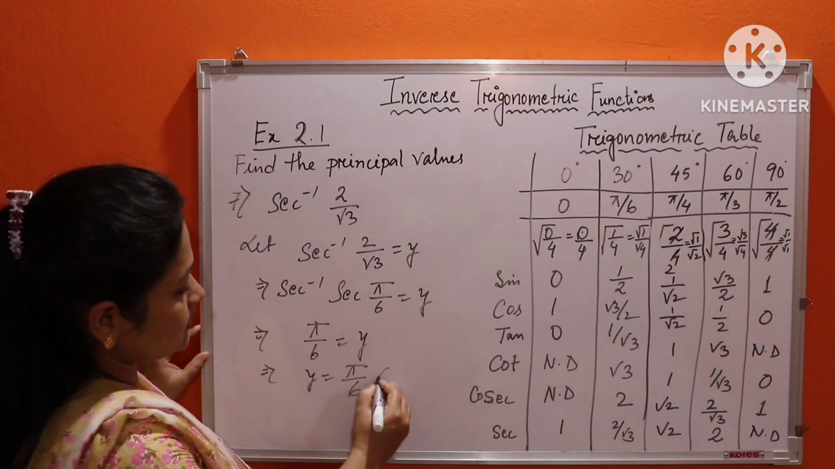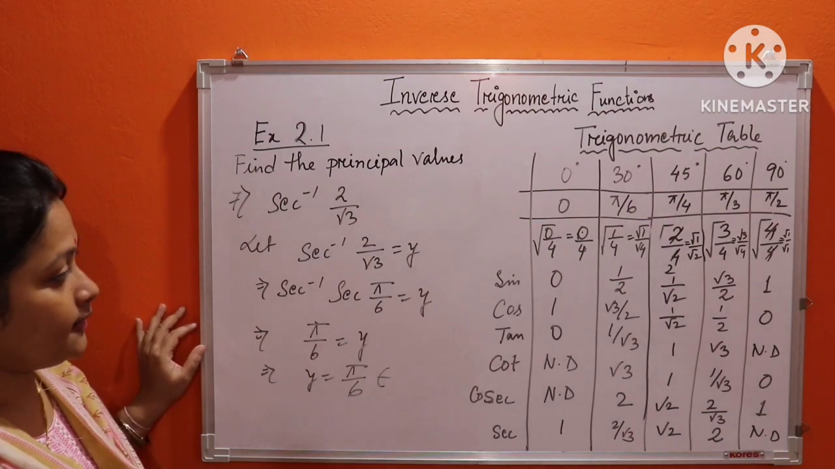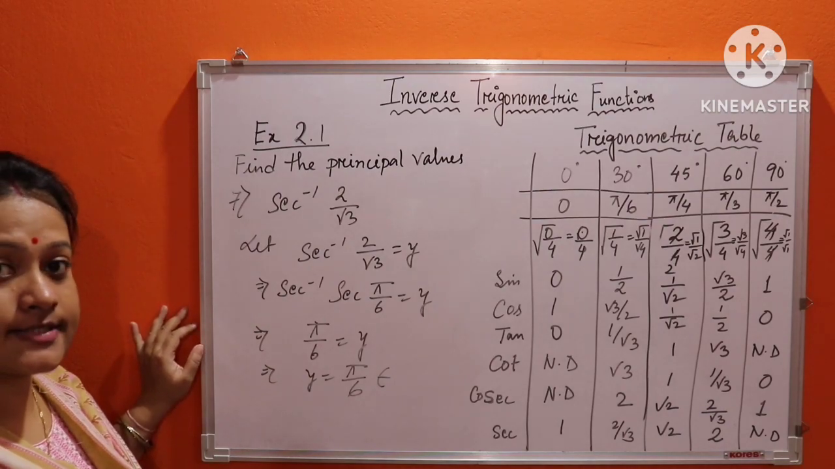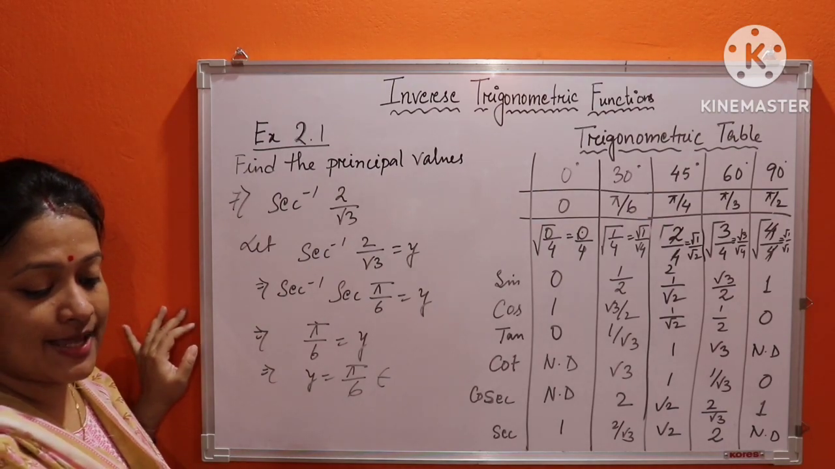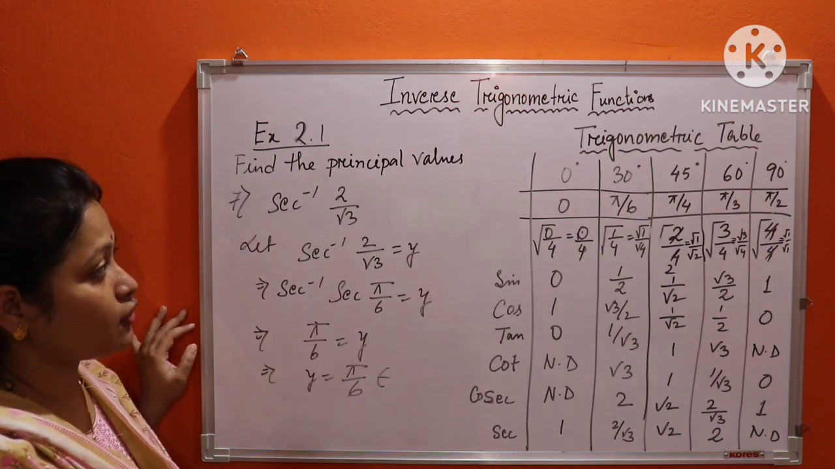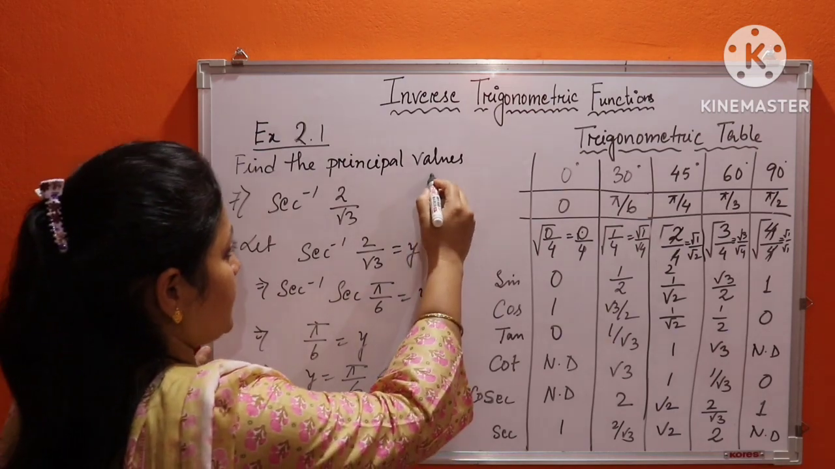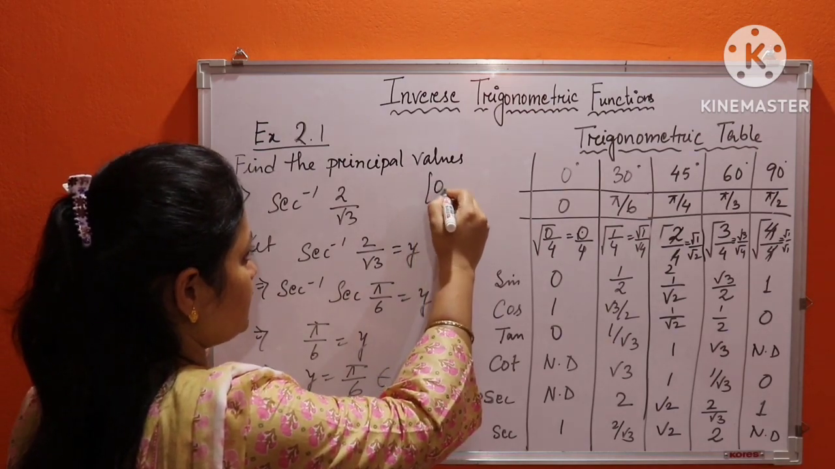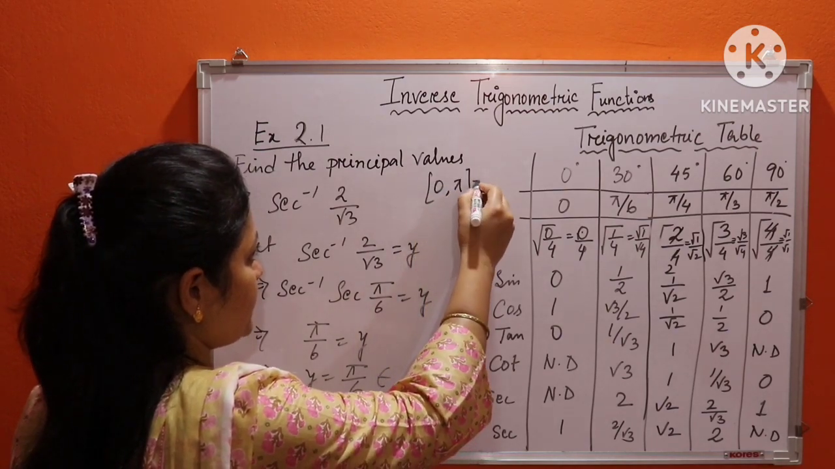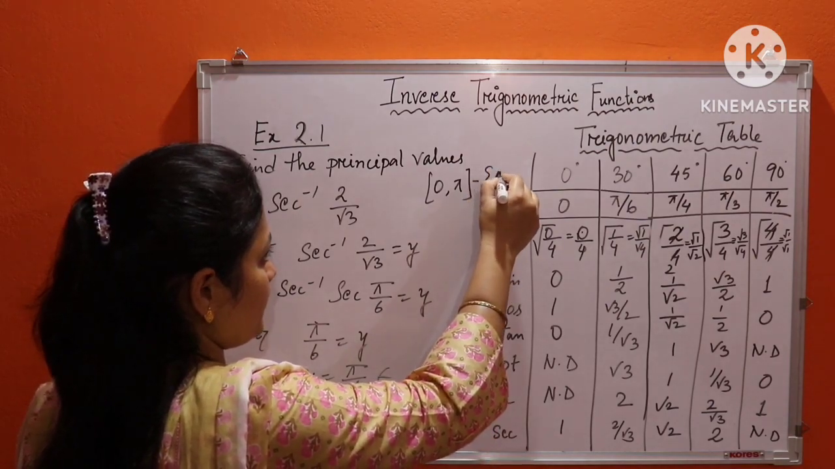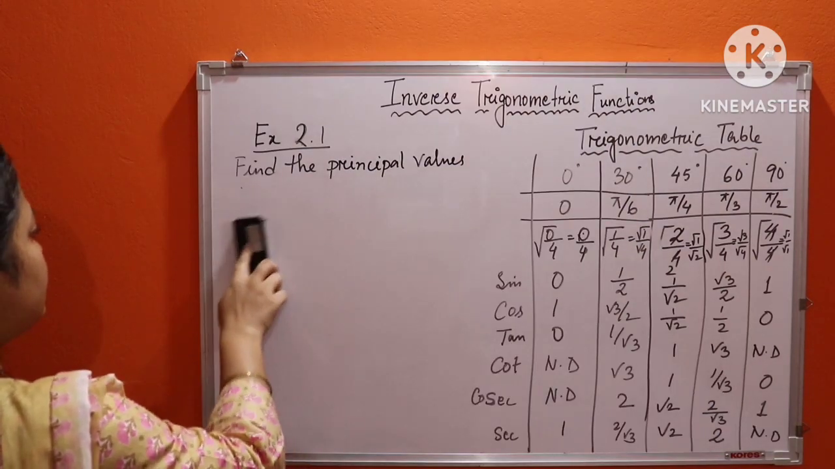Does this pi by 6 lie in the range? Sec is in the second family: cos, sec and cot belong to the second family, where the range is 0 to pi, excluding pi by 2. So pi by 6 lies in the range. Let us solve the next question.